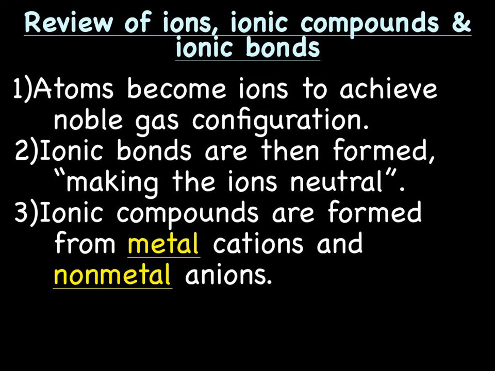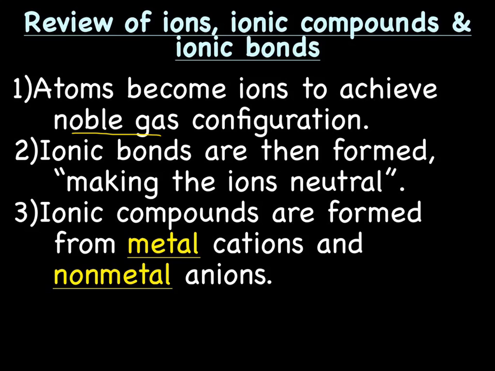Okay. We need to start with a review of ions, ionic compounds, and ionic bonds, because Lewis-Dot structure is actually a preview, or step one, of a different kind of bond, which is the covalent bond. So hopefully you remember, atoms become ions to achieve noble gas configuration, right? To be like something s2, something p6. And then after atoms become ions, they form ionic bonds.